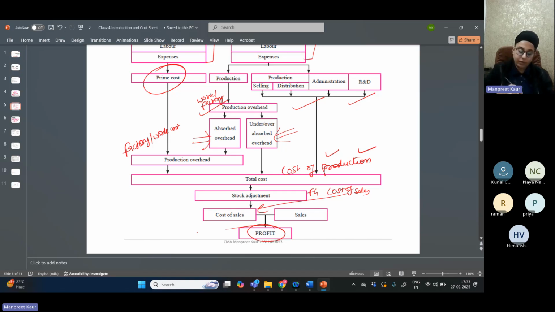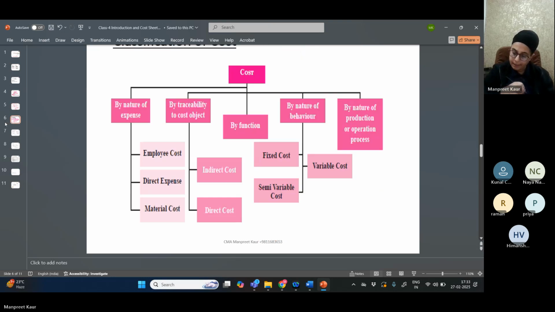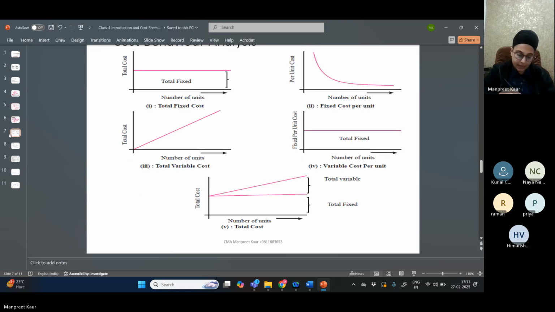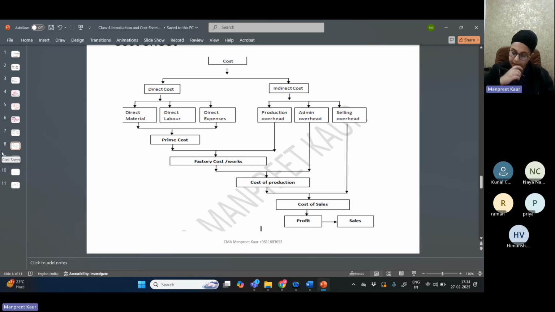So now we will discuss at what stage, what is the actual format of the cost sheet. We will discuss these later. So here it is a brief description: cost, direct and indirect, direct material, direct labor, direct expenses, indirect cost, factory overhead, admin overhead, selling overhead.